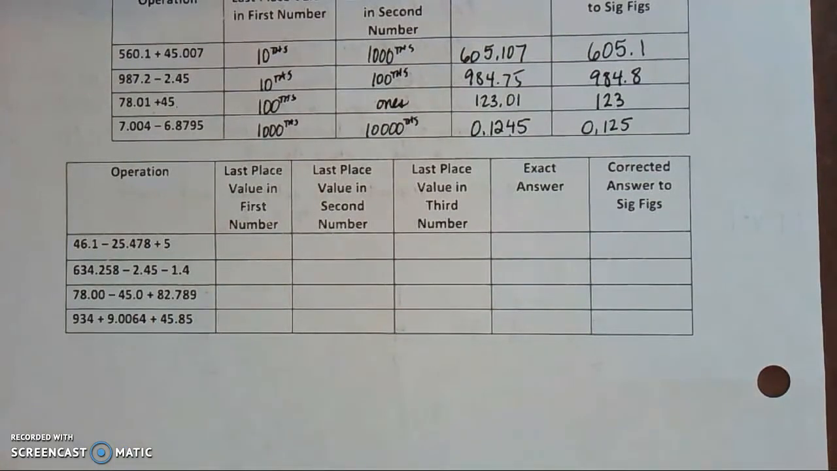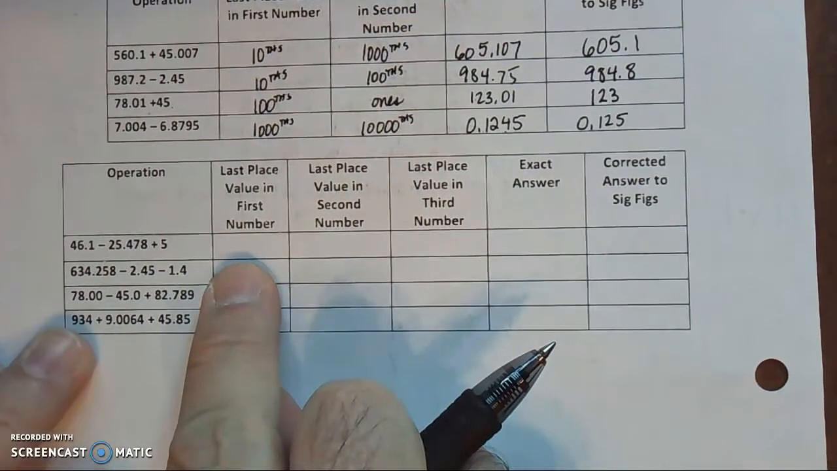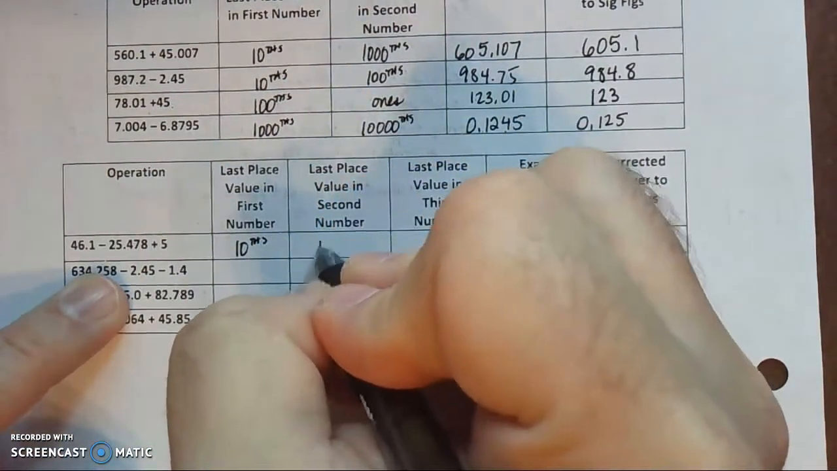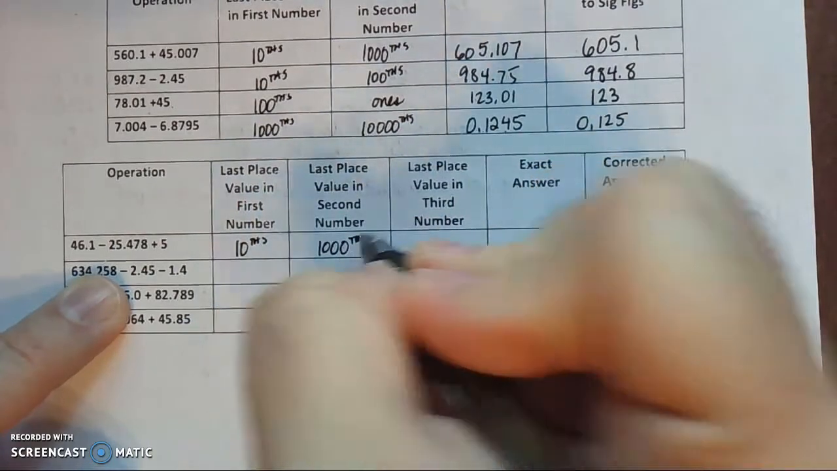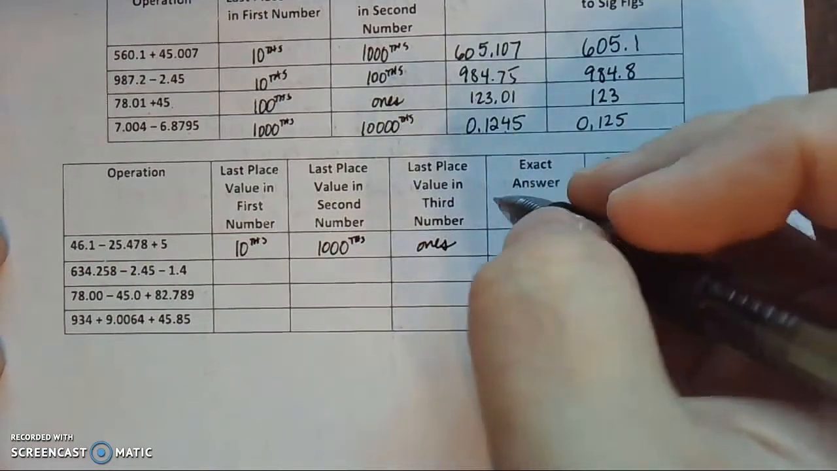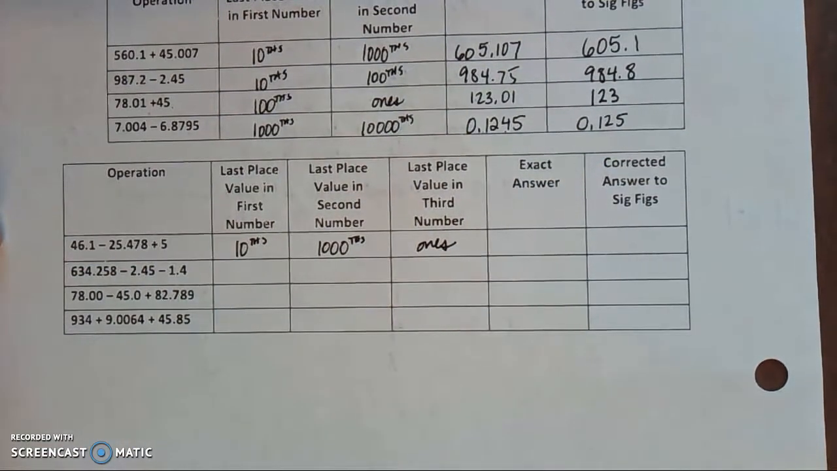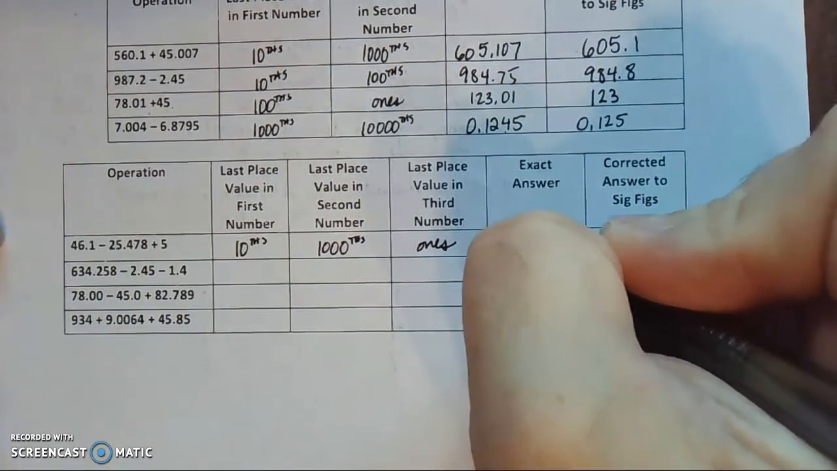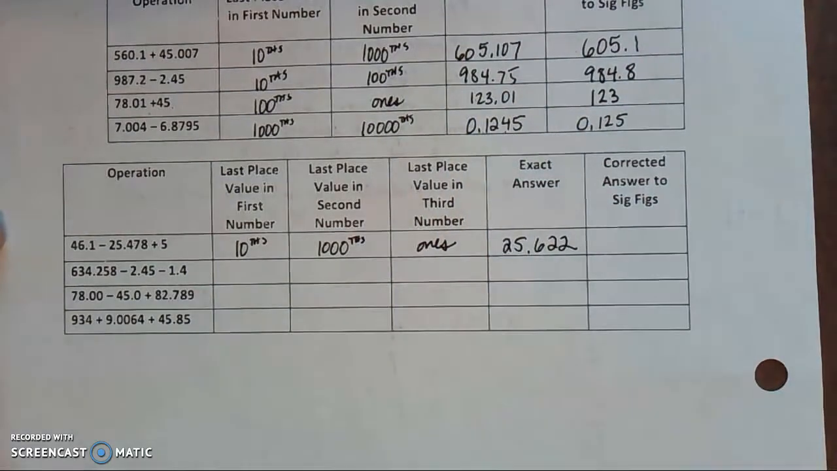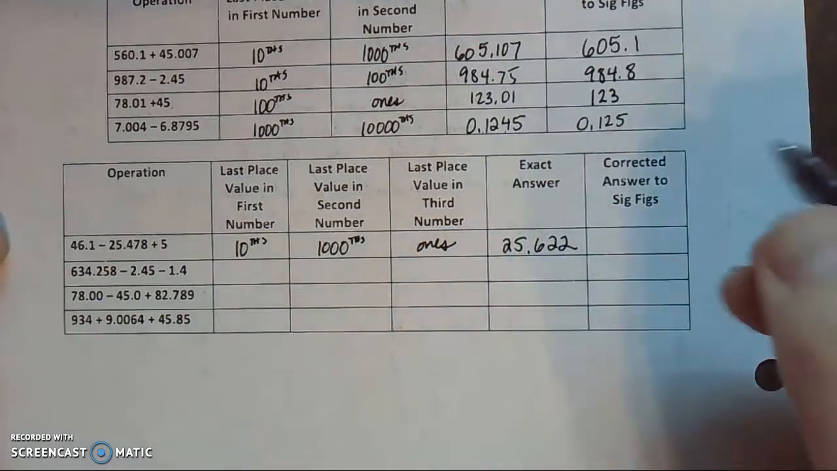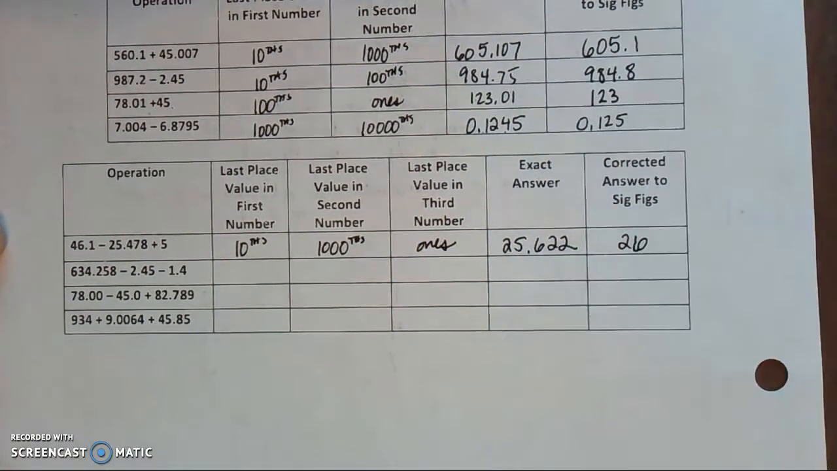If we look at our first one here, the first number goes out to the tenths place, the second one goes out to the thousandths, and this one goes to the ones. We put this in a calculator, 46.1 minus 25.478 plus 5, and we get 25.622. We would have to round this one to the ones place, so this one becomes 26.